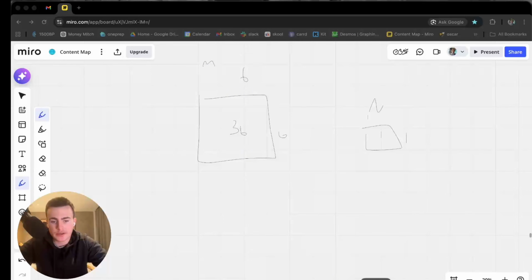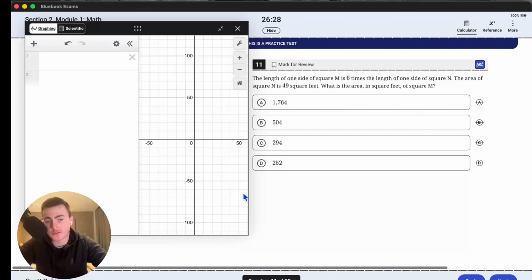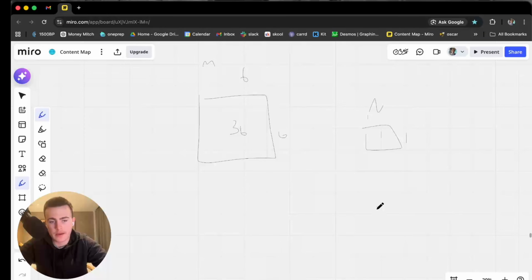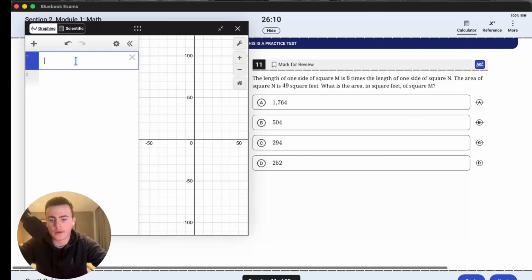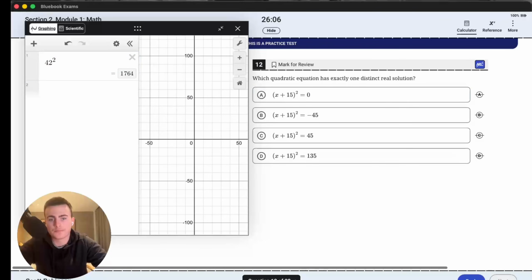But in the question, it tells us that the area of square N is 49, right? So we have to go back to the drawing and say, okay, if the area is 49, that means the sides are just 7. And over here, the sides would just be 6 times that, so 42. So then to find the area, you would just do 42 squared. So the area is 1764, and that would just be it.